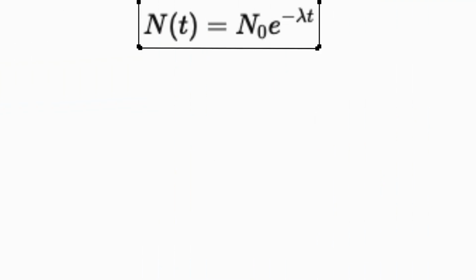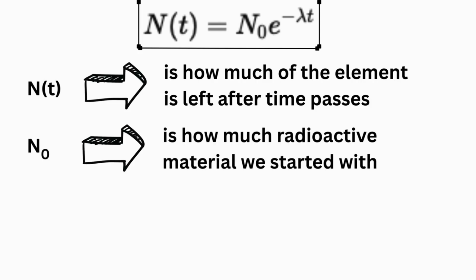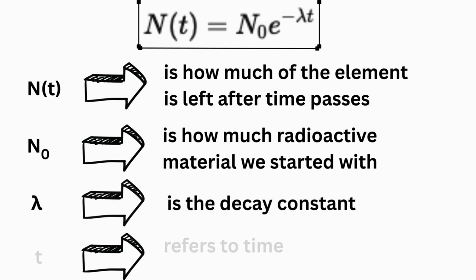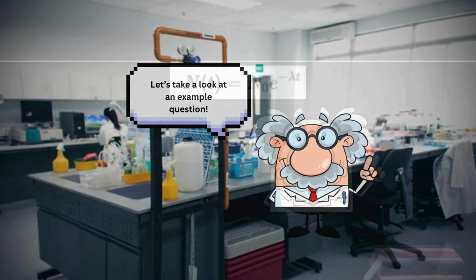Nt equals N0 e to the power of negative lambda t, where Nt refers to how much of the element is left after time passes, N0 is how much radioactive material we started with, lambda is the decay constant, and t refers to time. Let's take a look at an example question.